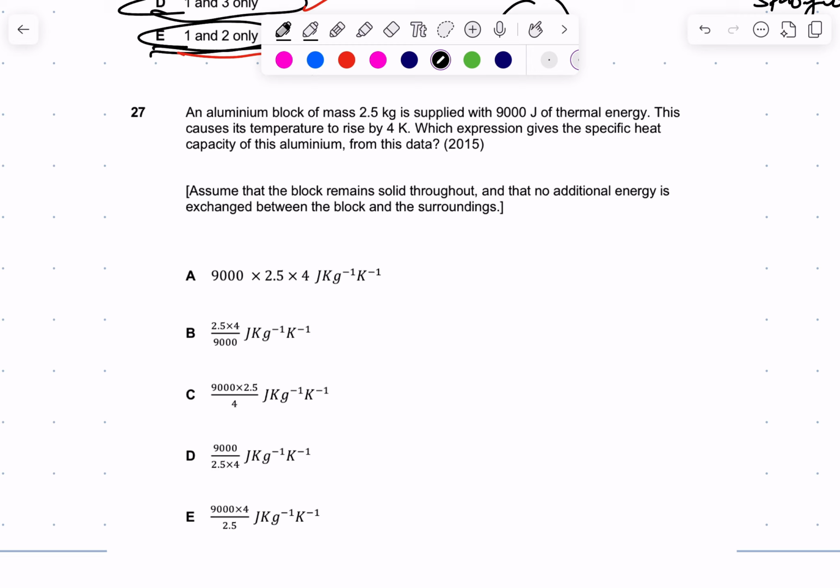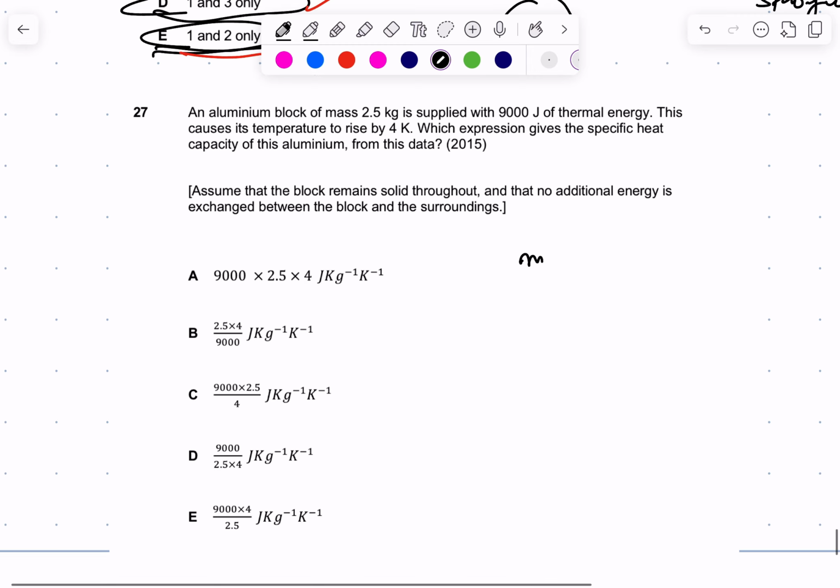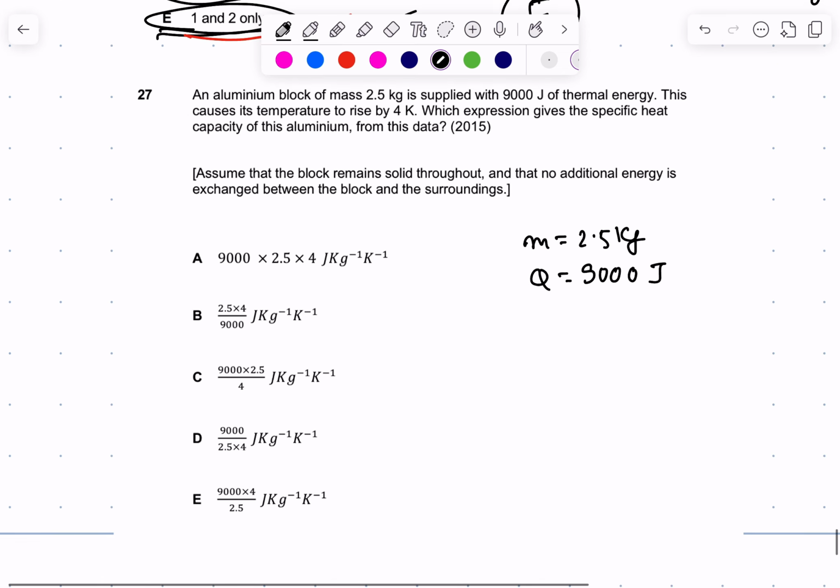So the question is, an aluminium block of mass 2.5 kg is supplied with 9,000 joule, means Q is given as 9,000 joule. This causes a temperature rise of 4 Kelvin. So the change in temperature is given. Which expression gives the specific heat capacity? Assume that the block is solid throughout, there is no additional change and exchange. So standard condition. Noor Fatima is doing this question.